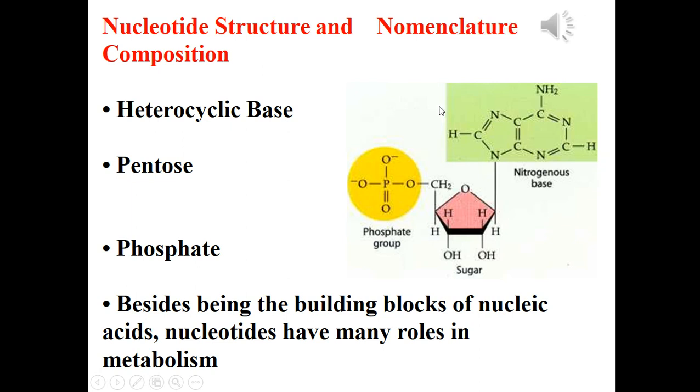Nucleotide metabolism. Nucleotide structure and nomenclature. The composition of a nucleotide: a heterocyclic base, which is purine or pyrimidine; a pentose, like ribose sugar; and phosphates. Besides being the building blocks of nucleic acid, nucleotides have many roles in metabolism.